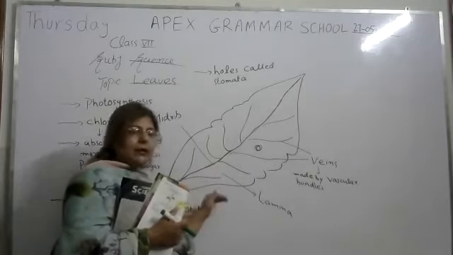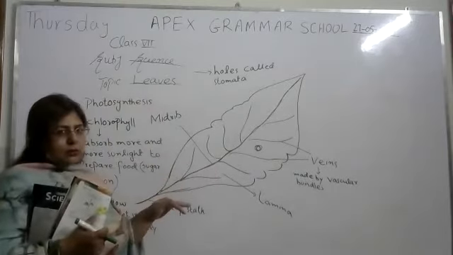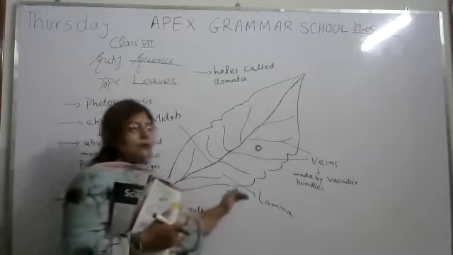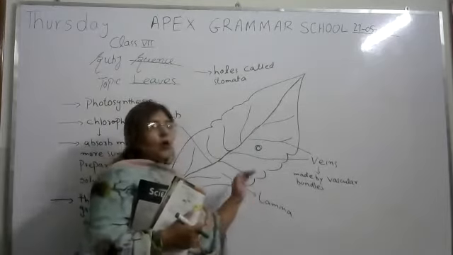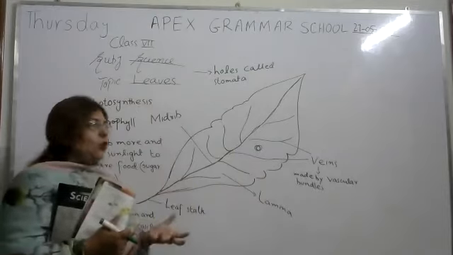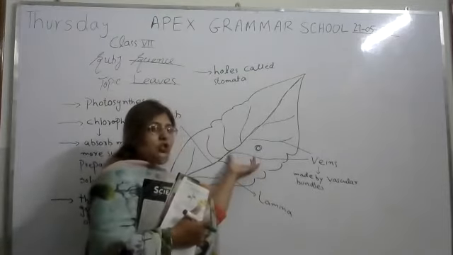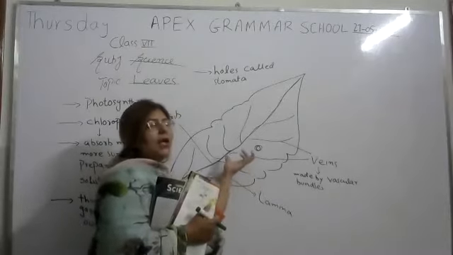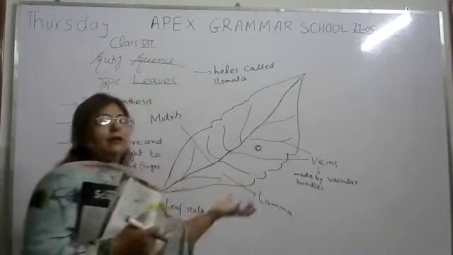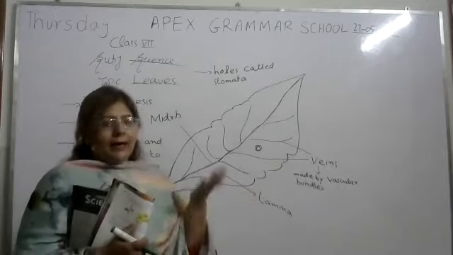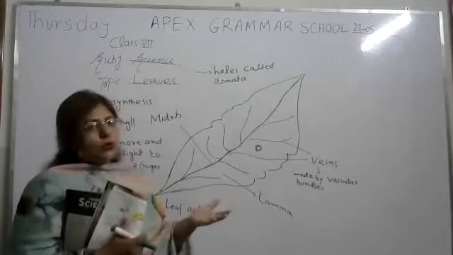So we get energy through the sugar solution, which comes through phloem cells. And xylem cells, because we have discussed, they have thick walls. So because they have thick walls, they give shape, they give strength to the leaf. That's why it can get more and more sunlight in the daytime and do photosynthesis.